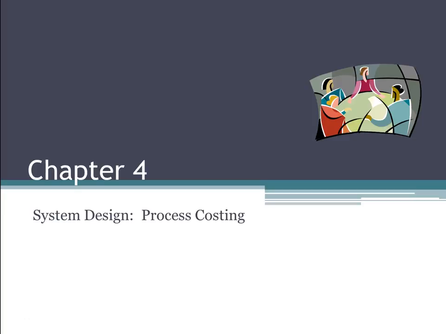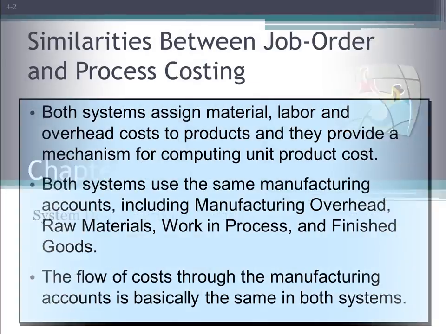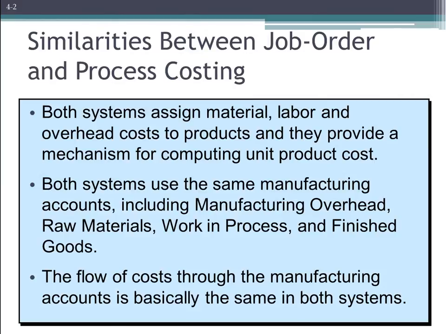Alright, welcome everyone. This is Accounting 202, Chapter 4. And in Chapter 4, we're going to go over process costing. And remember that in Chapter 2, we discussed job order costing.